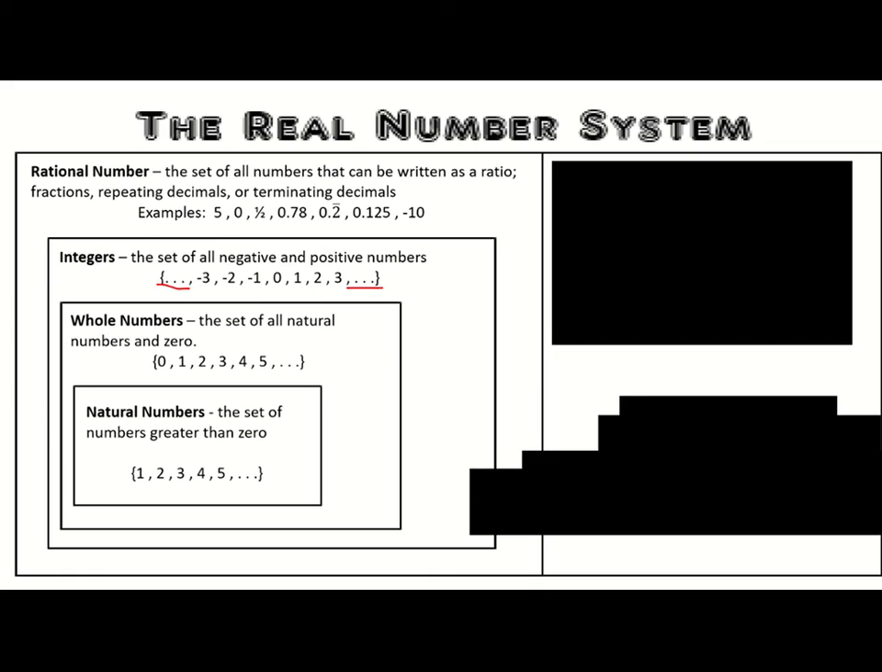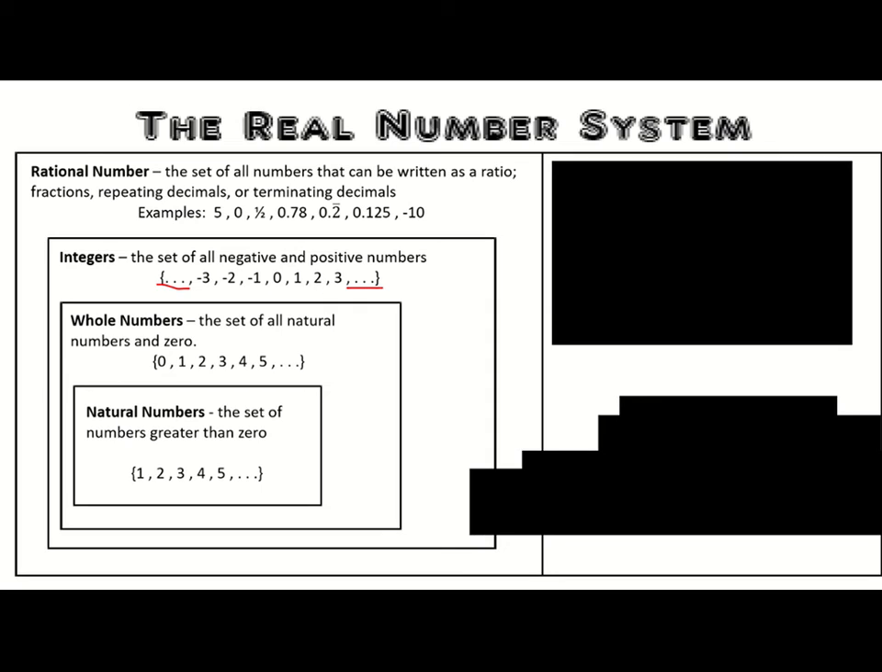Fourthly, we have the rational numbers. A rational number is a set of all numbers that can be written as a ratio. Just remember, a ratio would be a fraction. That means it also can be written as a decimal. These decimals can be repeating decimals or terminating decimals, meaning that they end after so many places.